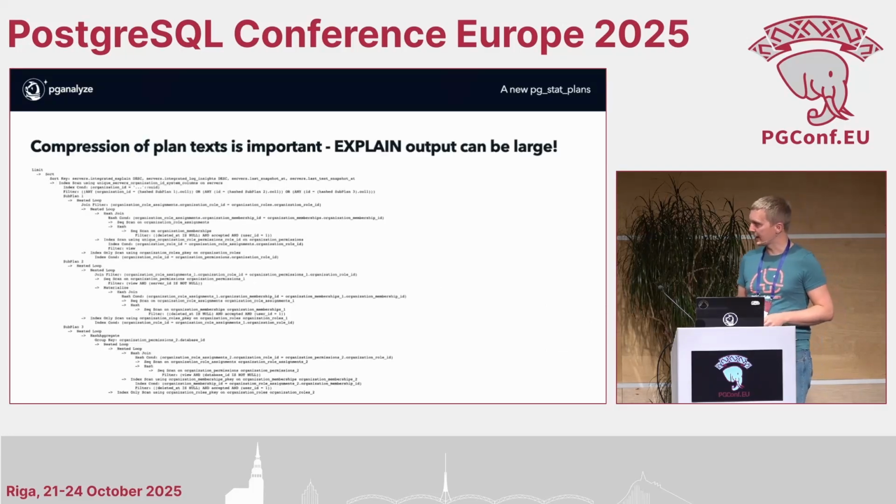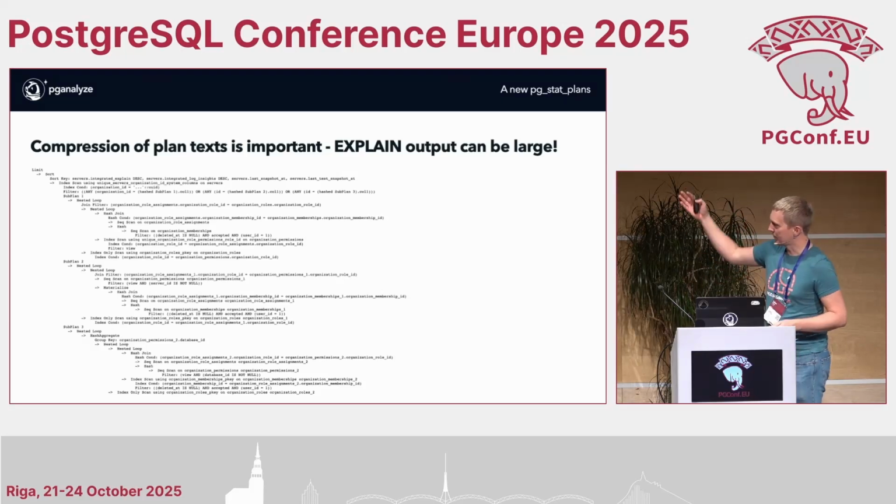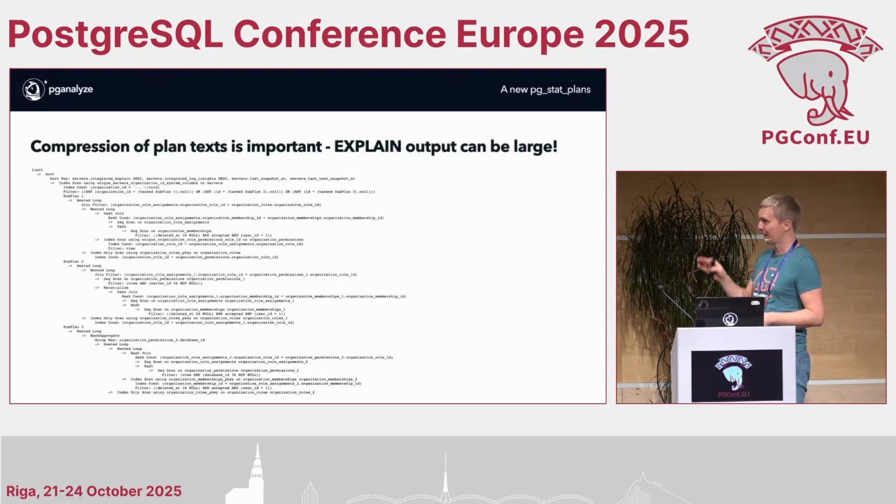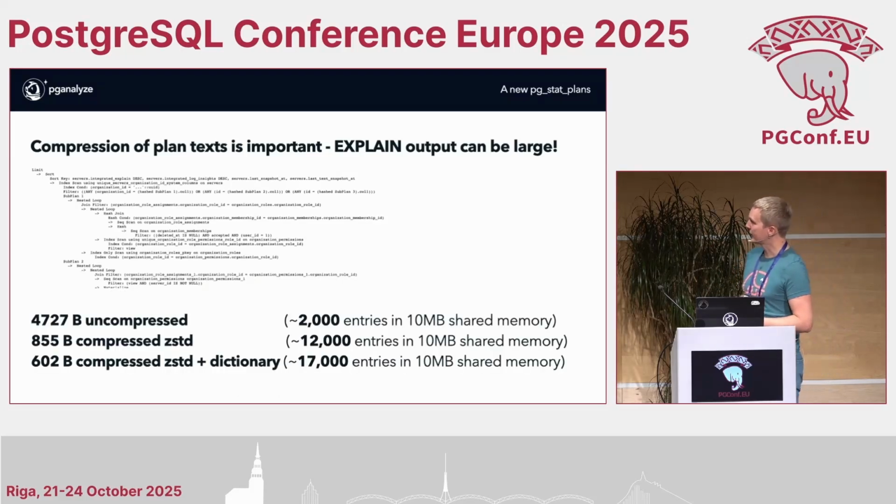Now, one of the more recent things that I did here is work a little bit more on compression, because if you store a large text, like this is an actual example of an explain costs output. It's 4,700 bytes, which is not a lot in today's disk space, but it is a problem when you store it in memory. So if we just store this really large plan 2,000 times, we exhausted our 10 megabyte shared memory allocation, right? And so when we compress it, that gets much better.